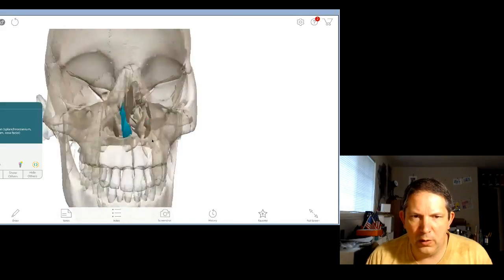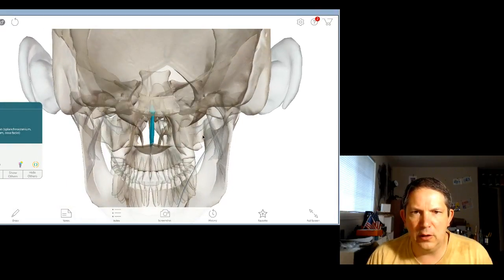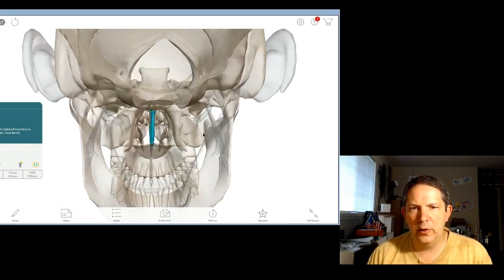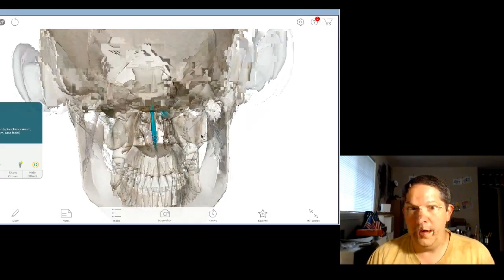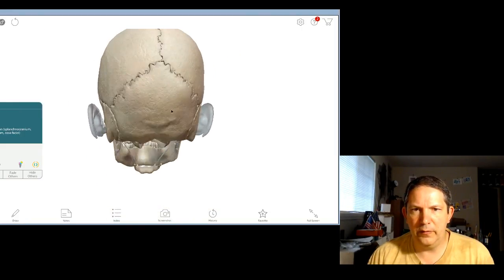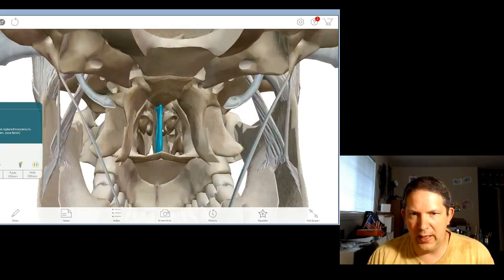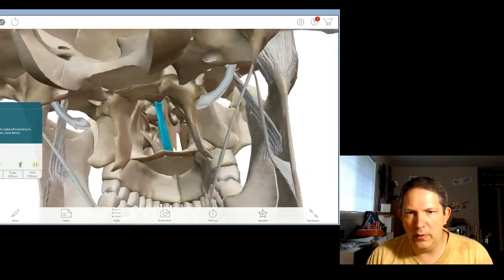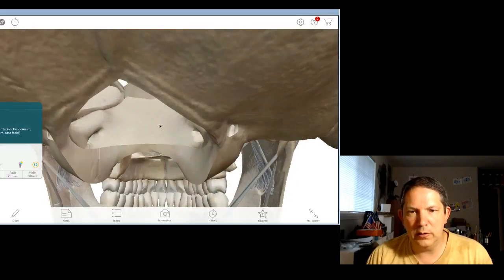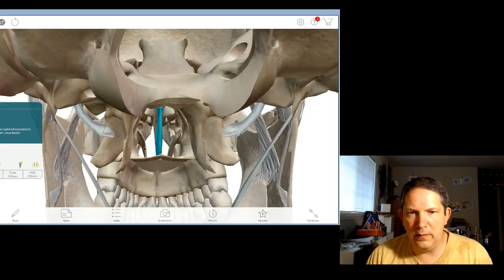So that's what vomer refers to, and you can see it best on a skull model or an animal by looking from the backside, inferior view, into the nasal cavities, because from this view, that whole septum is vomer. So it's the inferior portion of the nasal septum. And hey, look, there's an inferior nasal concha from this view.